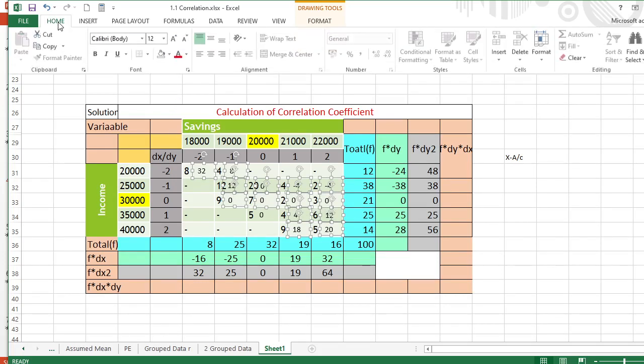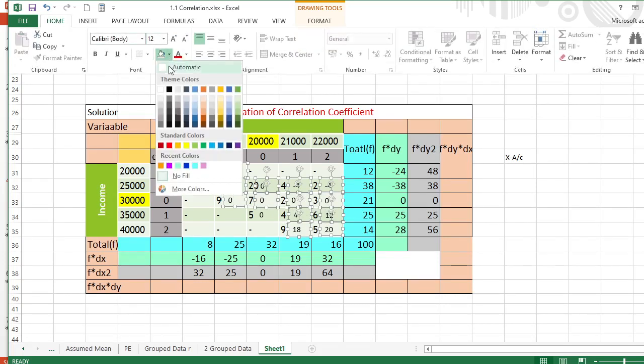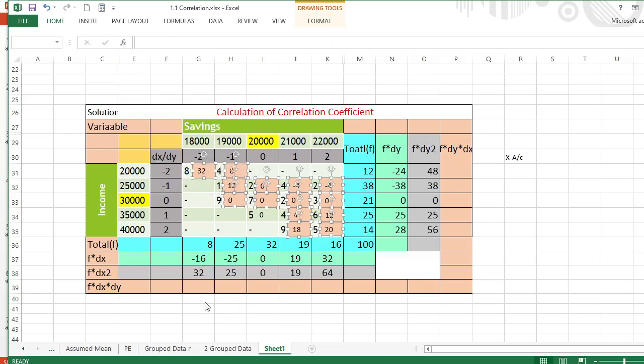So no need to calculate the f dx dy values if the cells don't have a frequency number. If the cells have a frequency, we need to calculate f dx dy. After calculating f dx dy for the individual cells, we need to take the total.